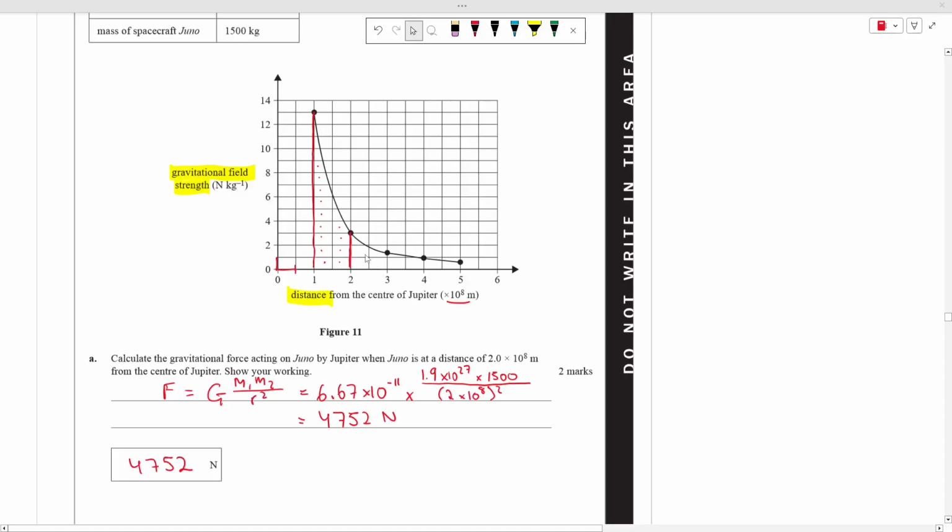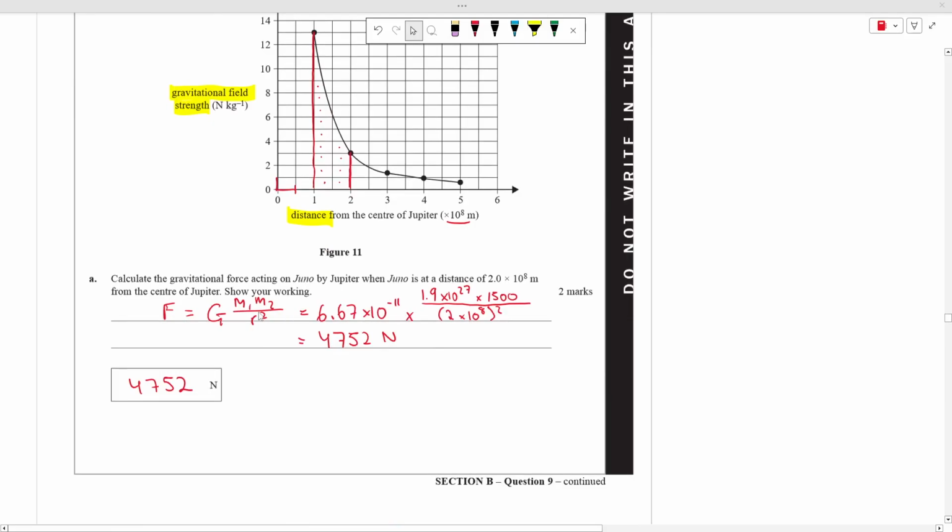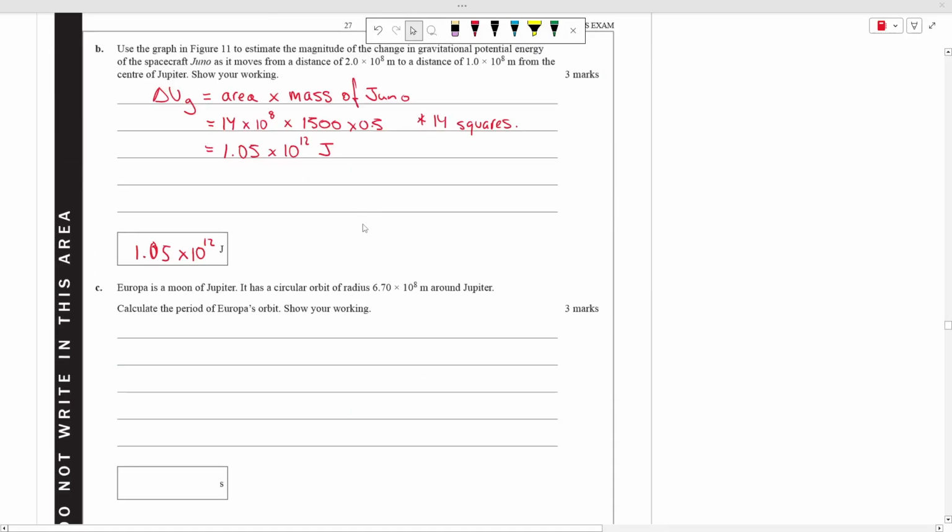I guess it is true that if you look at a distance of 2 times 10 to the 8 here, straight away that gives you a gravitational field strength of 3. And so you just do 3 times 1,500. Yeah, sure, it's a more simple calculation, but I don't know, I don't see what the big deal is of using it this way. Anyway, part B.